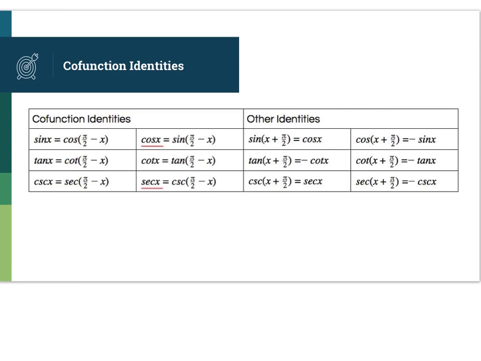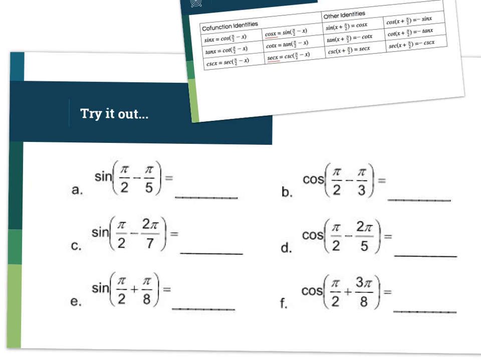Other identities based on the unit circle, we can find that sine of x plus pi over 2 is equal to cos x, and the cos of x plus pi over 2 is actually equal to negative sine x, so here we got some negatives. Tan of x plus pi over 2 equals negative cotan x, and then cotan of x plus pi over 2 equals negative tan of x. And I'll stop there. Okay, so trying out these cofunction identities and other identities, I'm going to do A through F.